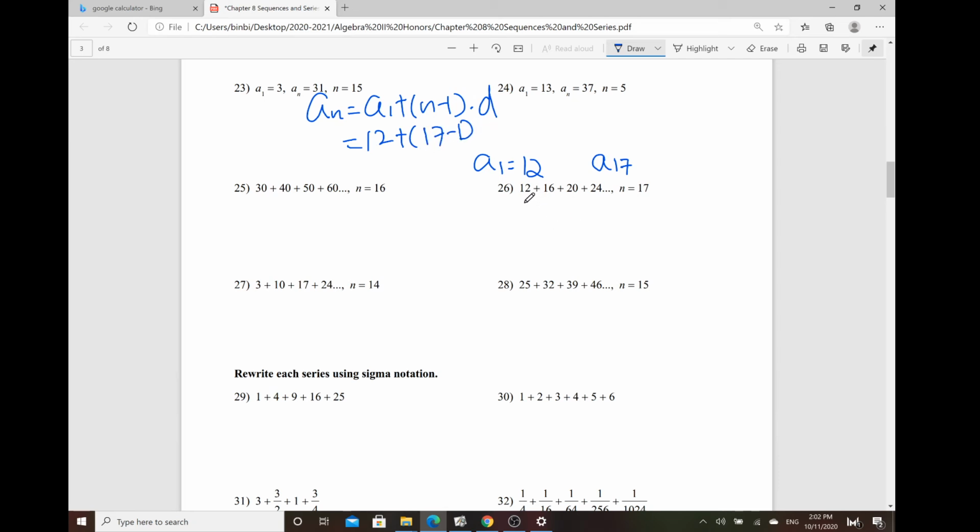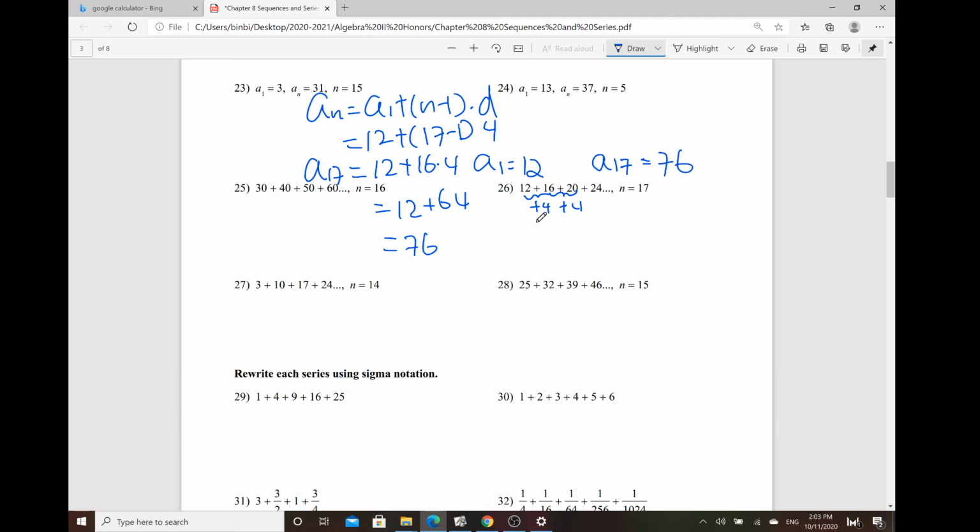And then plus n, 17 minus 1, times the common difference. In order to go from 12 to 16, we add 4. 16 to 20, we add 4. So the common difference is 4. To find a sub 17, we have 12 plus 16 times 4. So 12 plus 16 times 4, which is 64, and that would be 76. So we got a sub 1 and a sub 17.